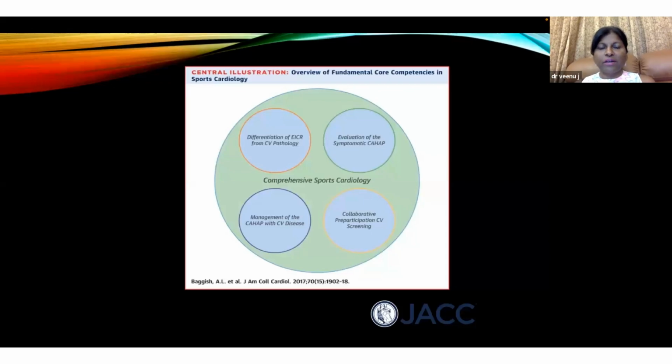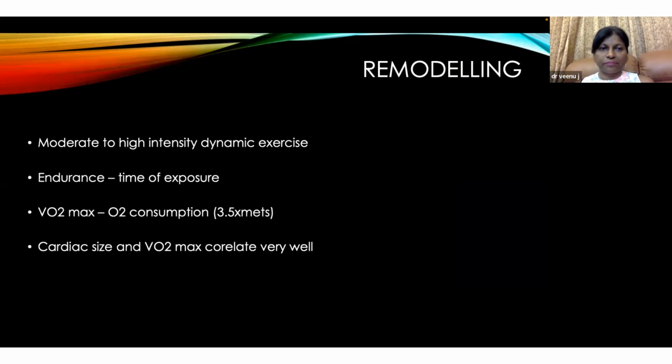Yeah, thank you. So then evaluation of symptomatic competitive athletes and highly active people. Once they have symptoms, we need to find out what is the reason for the symptoms. Next is management of these competitive athletes and highly active people with cardiovascular disease. And lastly, collaborative pre-participation cardiovascular screening, to find out who is susceptible to a cardiac event during exercise and prevent it from happening.